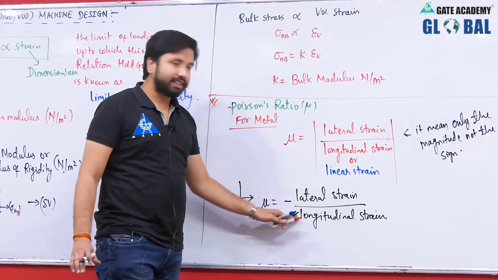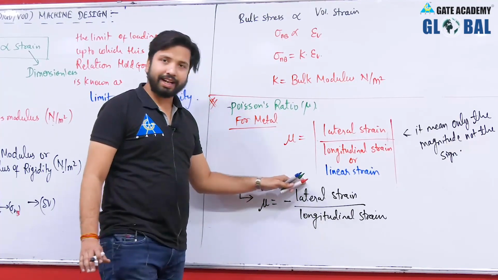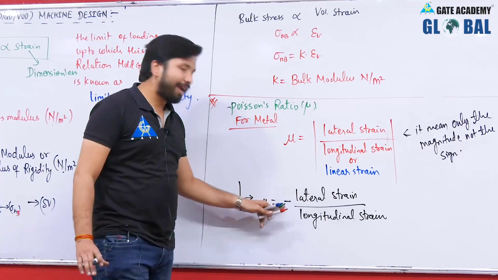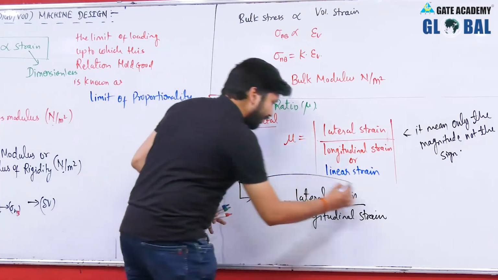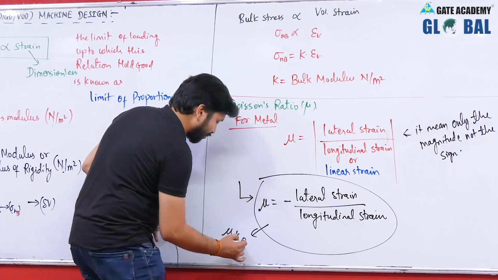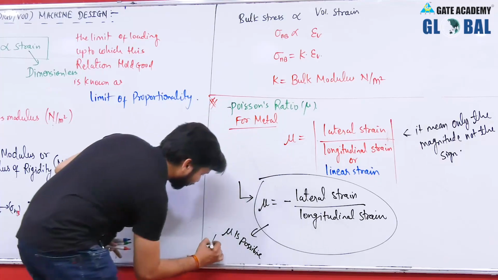If this is increasing, that is, if this is positive, this will be negative. Hence, the negative sign will come out of the equation, and this negative multiplied by this negative over here will give you a positive value. So, from this equation mu will be positive, okay, for metals.